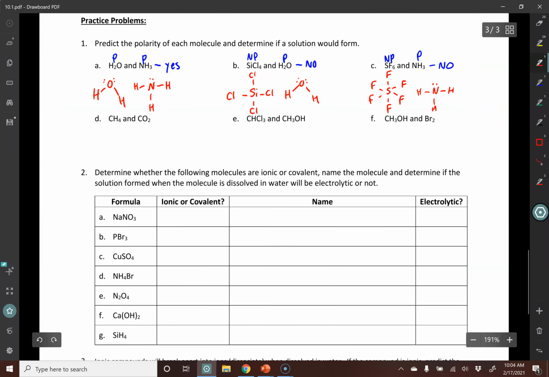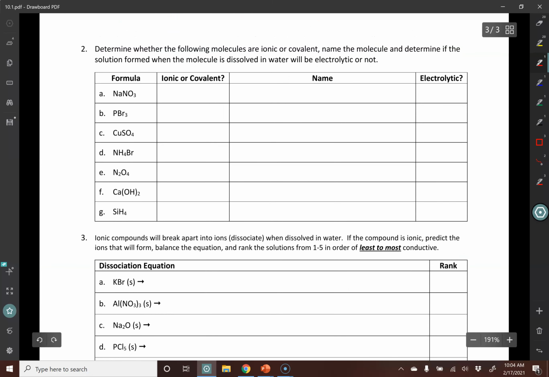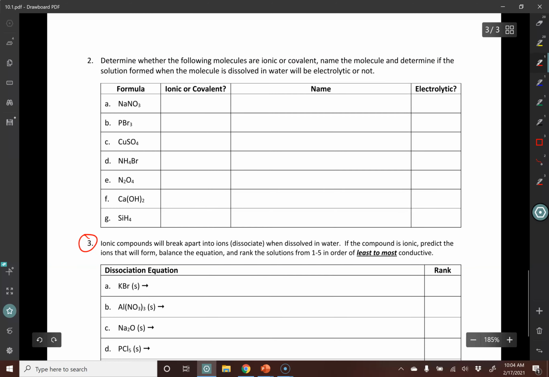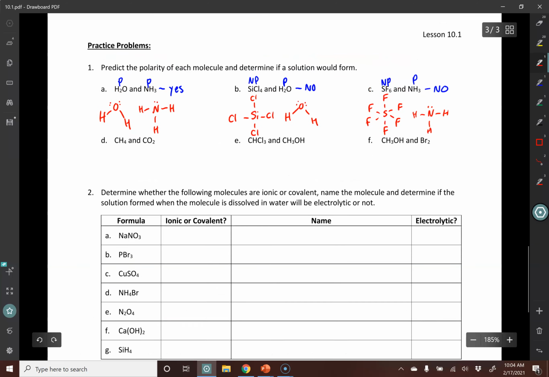All right, I know I'm running a little long today, so I want to wrap it up, but a good question to practice with on this one would be question number 3, so that you can review writing those dissociation equations and start to make some predictions based on the number of ions present, which will be the most and the least conductive of those solutions.